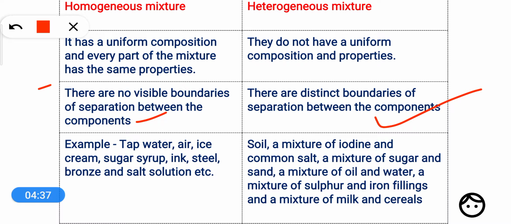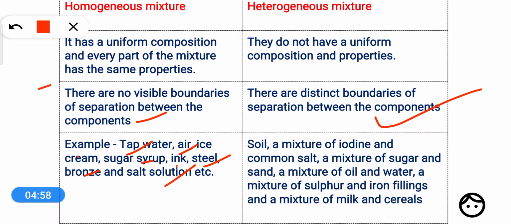So in a heterogeneous mixture there is a clear-cut boundary of separation, means you can see clearly where the components are. Now, examples of homogeneous mixtures are tap water, air, ice cream, sugar syrup, ink, steel, bronze, salt solution.